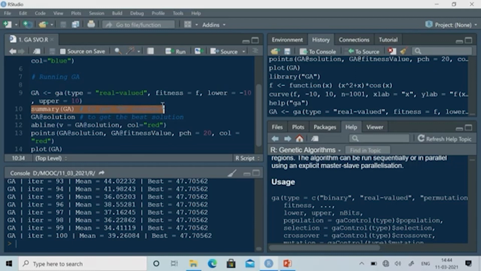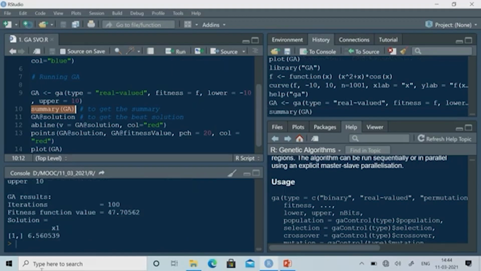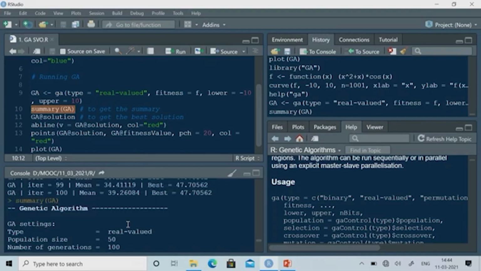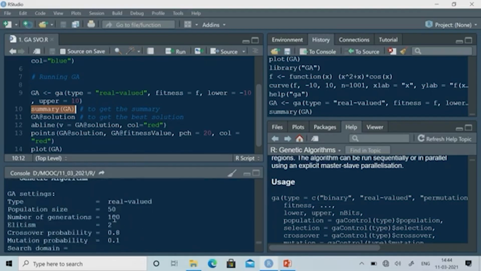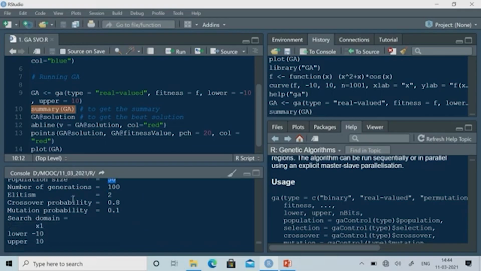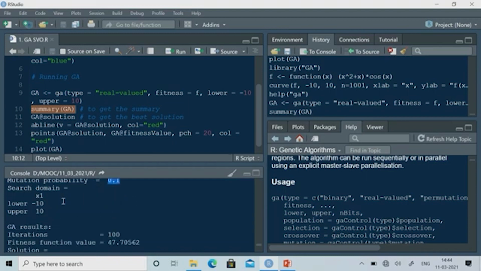I can see the results from summary of GA. If I execute this one, then I can see the results. Here you can see the GA settings. It is real valued, the population size I did not change, so 50 is the default value. The number of generations again I did not change, so that is 100, the default value. Elitism is 2, crossover probability is 0.8, mutation probability is 0.1, and the lower bound and upper bound I have considered as -10 and +10.